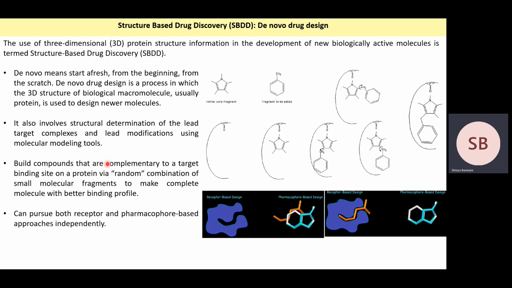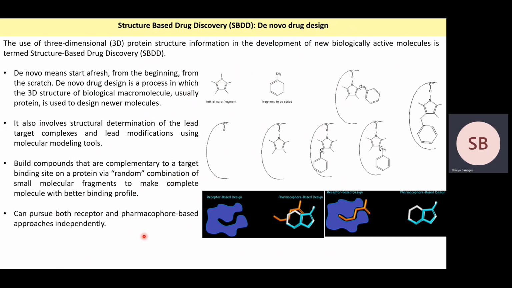So compounds are built that are complementary to a target binding site on a protein via random combination of small molecule fragments to make a complete molecule with better binding profile. So like you saw here, these random combinations of small molecule fragments are put together to get a final structure which has better binding than each of these fragments separately.